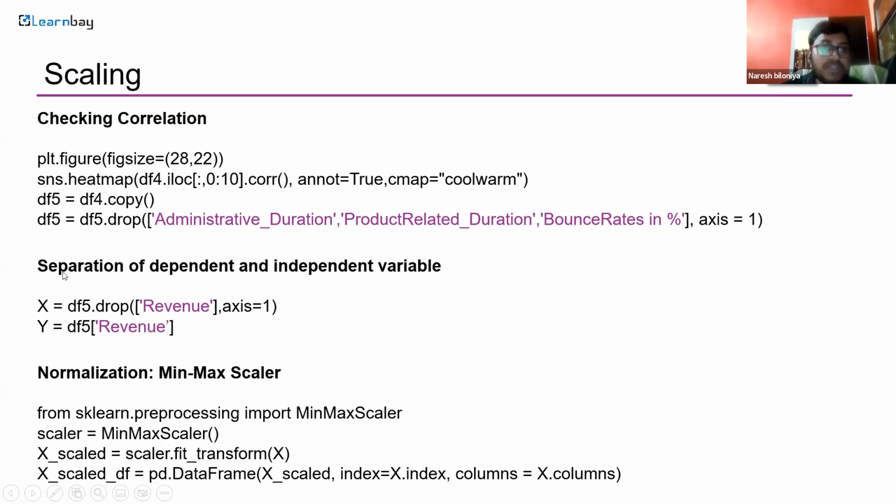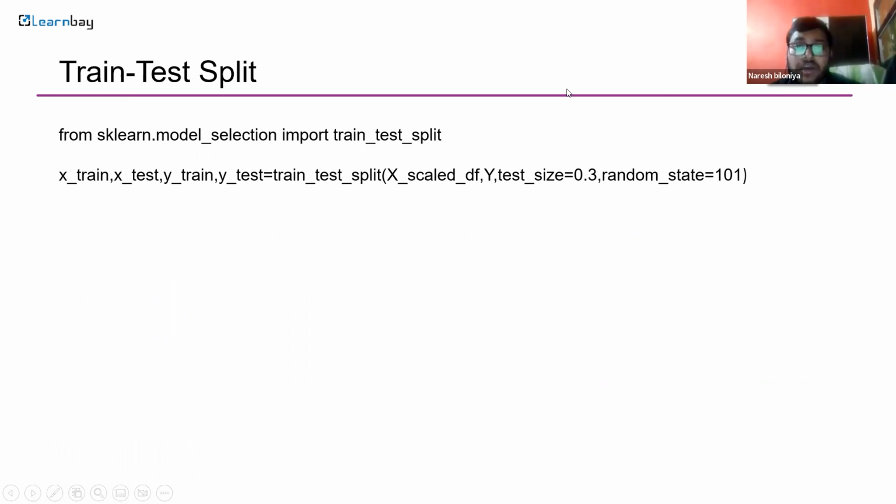Then we segregate the dependent and independent variables. As revenue was our dependent variable, we put it in the y variable, and in x we have all the independent variables. Then we applied normalization. We didn't apply standardization because our data is not normally distributed, so we are going with the min-max scaler. Then we apply train test split, considering a 0.3 test size, meaning 30% of data for testing purposes.